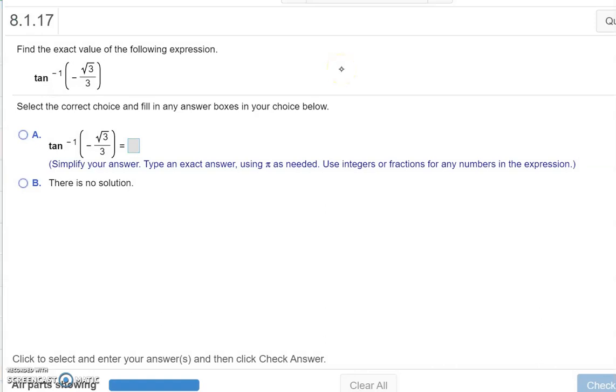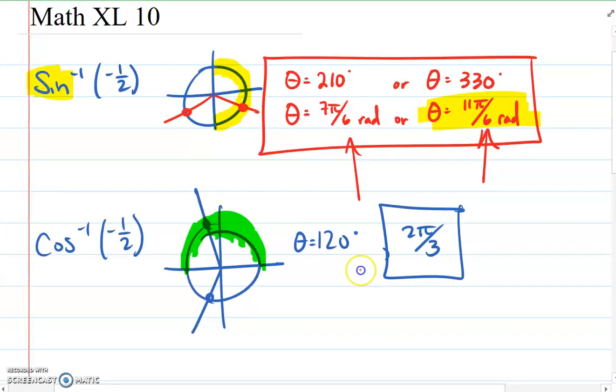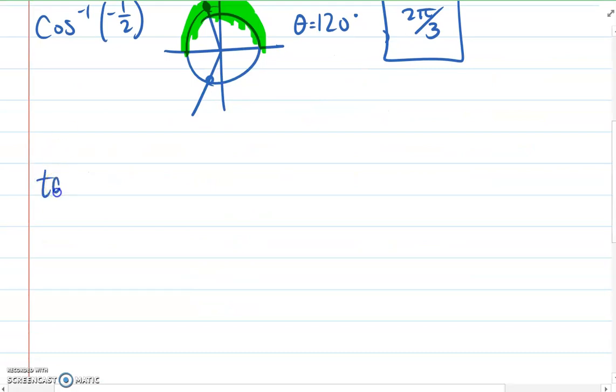For tangent, we want a y-coordinate divided by an x-coordinate that ends up equaling this ratio. So where does tangent end up equaling, I'm sorry, it was negative root 3 over 3, I believe.